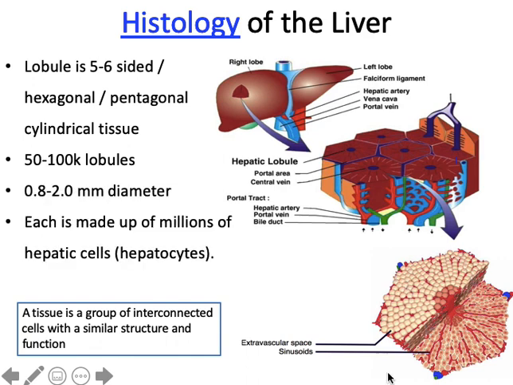Hepatocytes are hepatic cells, hepato meaning hepatic, cytes meaning cells. There are millions of hepatocytes in each lobe. Each lobe is about 0.8 to 2 millimeters in diameter, and there can be anything up to 100,000 lobules in the liver.